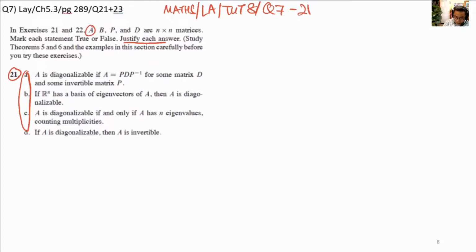The matrices A, B, P, D are square matrices, n by n. The following information is given. A is diagonalizable if A equals PDP minus 1 for some matrix D and an invertible matrix P. Is this statement true or false? At first glance, you might think that it is true, but the correct answer is false.